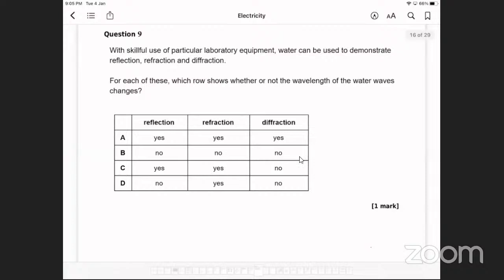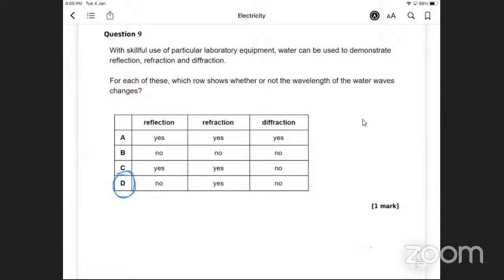All right, so I've seen your answers. But I think most of you got this correct. The one that is showing a change in the wavelength of the water waves is only refraction. So your answer should be D. Are we following? Your answer is D.